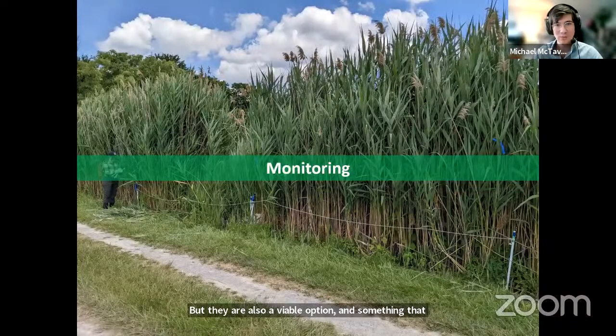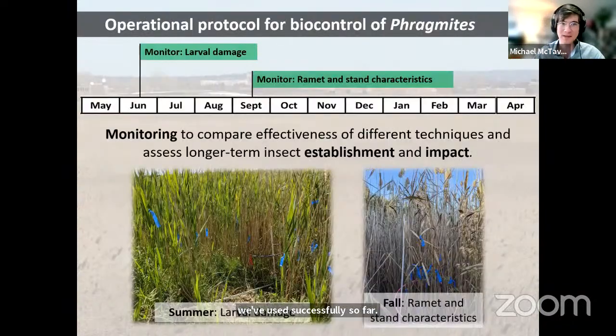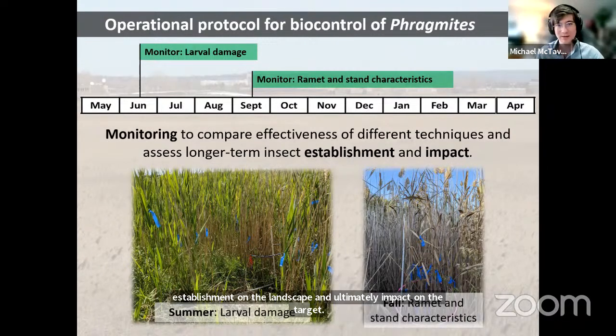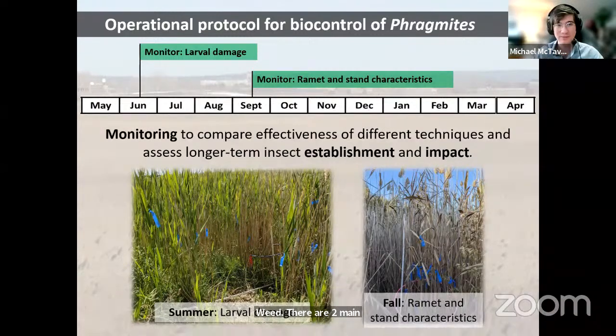Once insects are on the landscape, we then require monitoring. This monitoring is important to compare the effectiveness of different techniques that we're trying to develop and to assess longer-term insect establishment on the landscape and ultimately impact on the target weed.